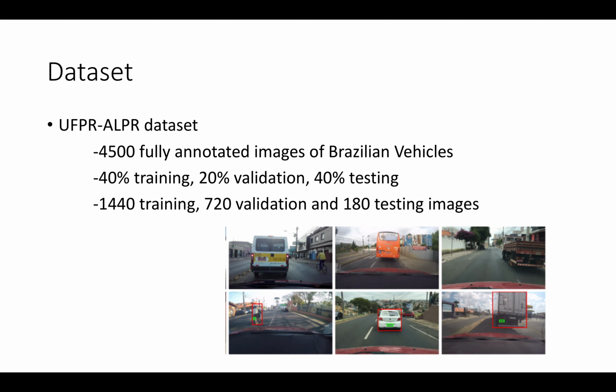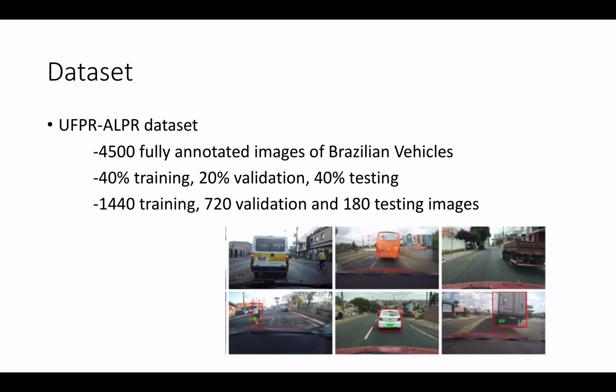The dataset we are using is the UFPR-ALPR dataset, which consists of 4,500 fully annotated images of Brazilian vehicles. All of the images are of the same size, 1920 times 1080. All of them are taken by cell phone inside of a moving car. And 40% of data is used for training, 20% for validation, and 40% for testing.